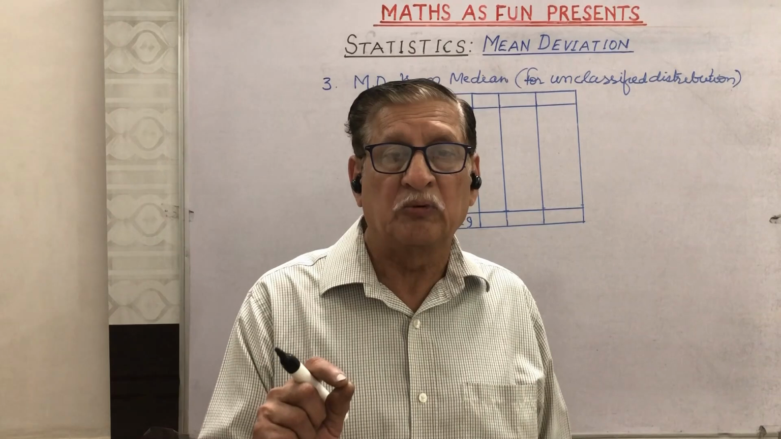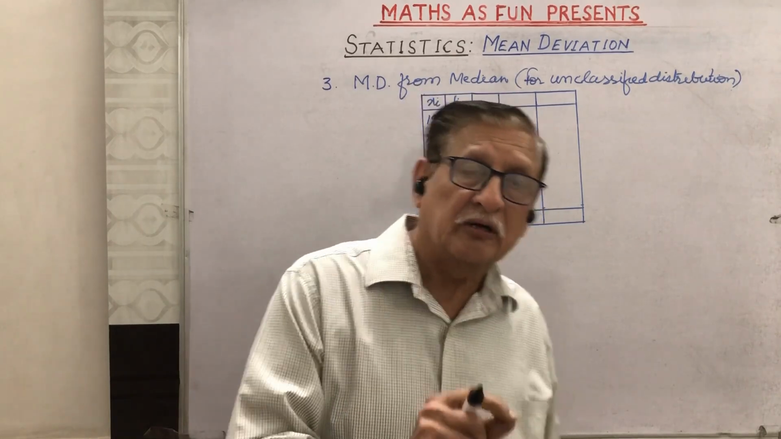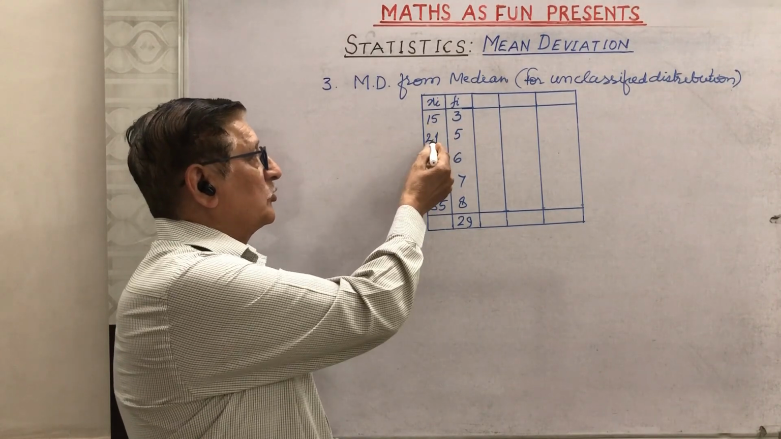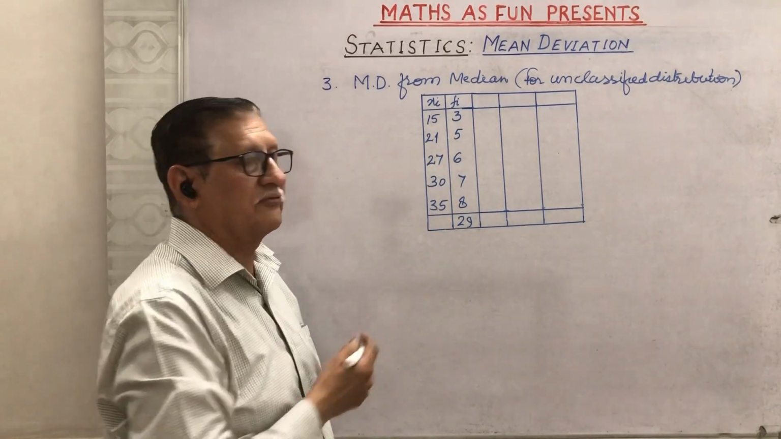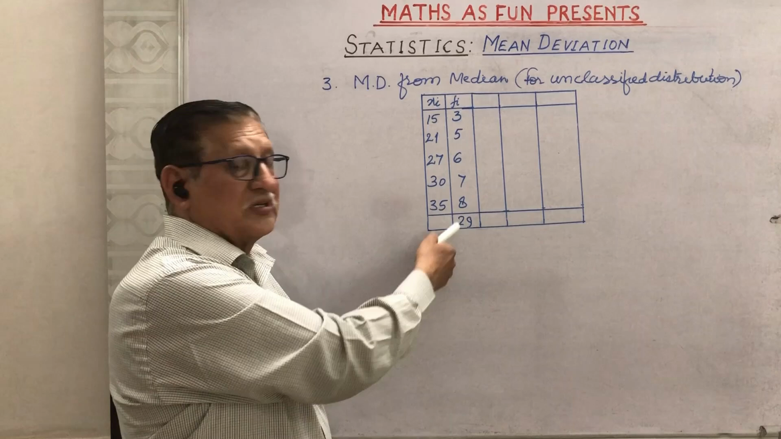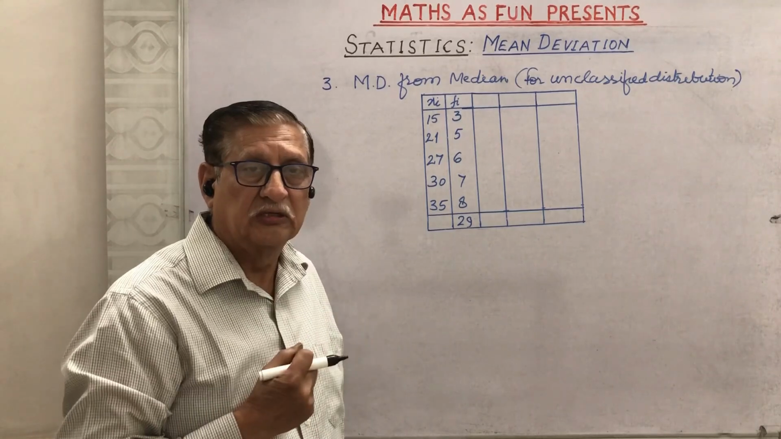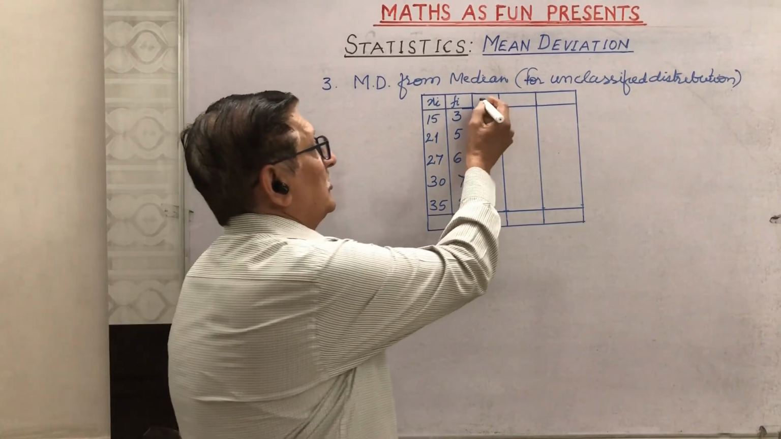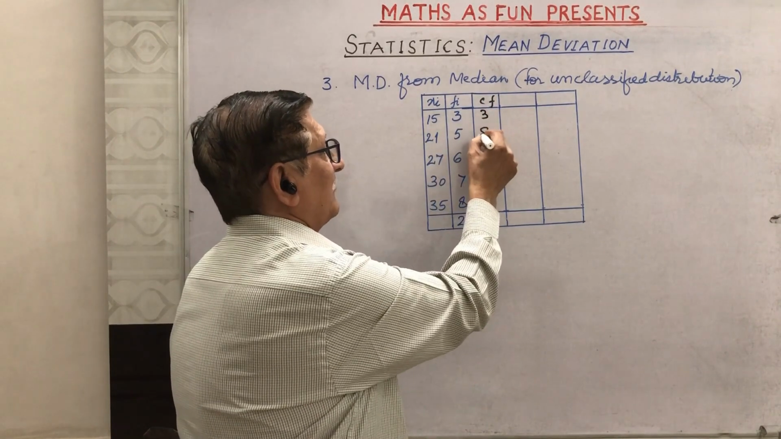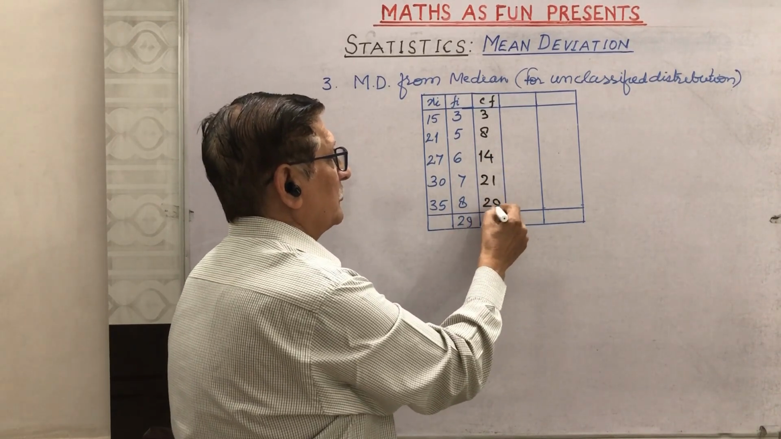Now we will discuss one problem to find out mean deviation from median, and that is for unclassified distribution. The data xi given here are 15, 21, 27, 30 and 35, and their corresponding frequencies are 3, 5, 6, 7, 8, which have the sum as 29. Now we know to find out the median, we have to find out the cumulative frequency first. So we go for cumulative frequency, and that here is 3, 3 plus 5 is 8, 8 plus 6 is 14, 14 plus 7 is 21, plus 8 is 29.